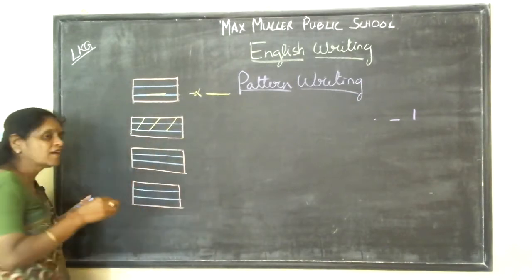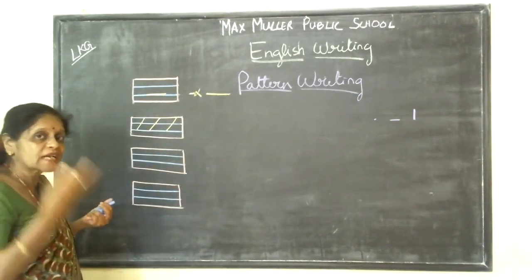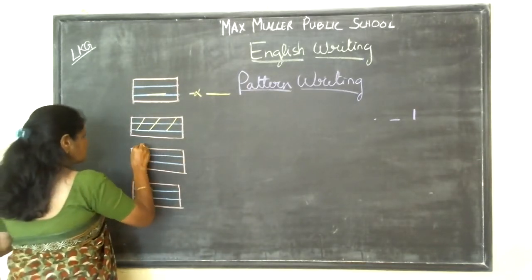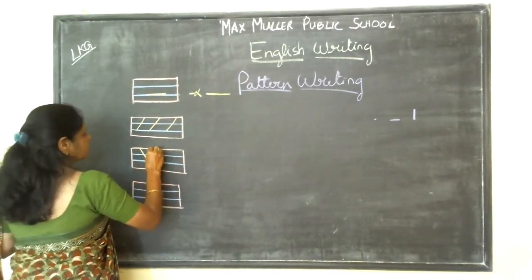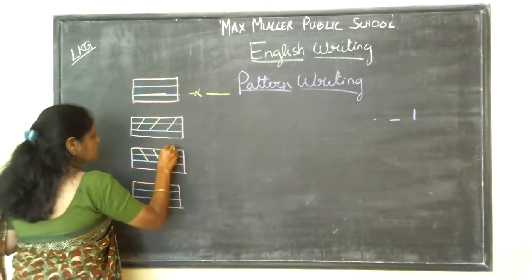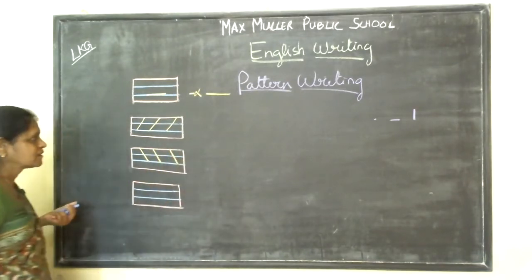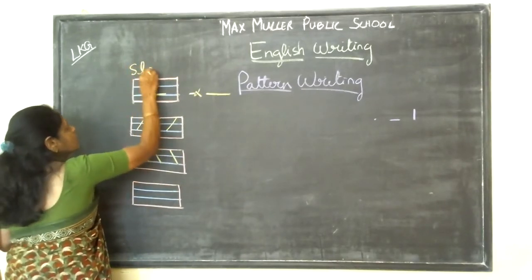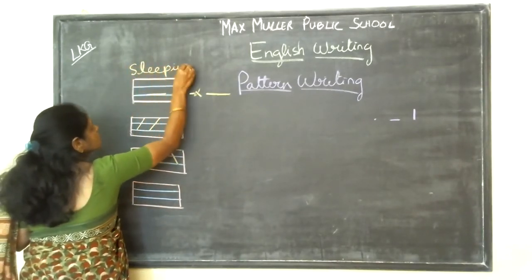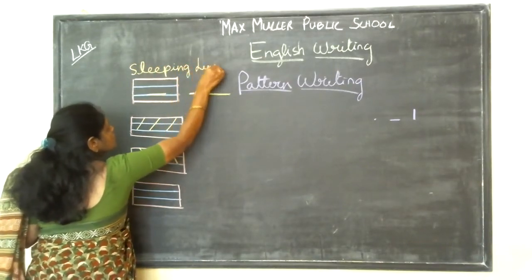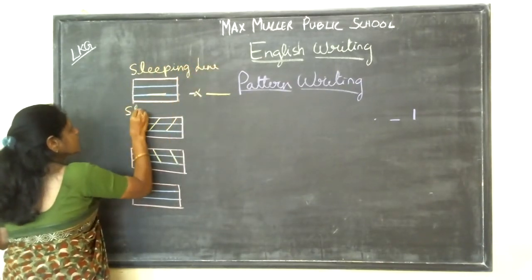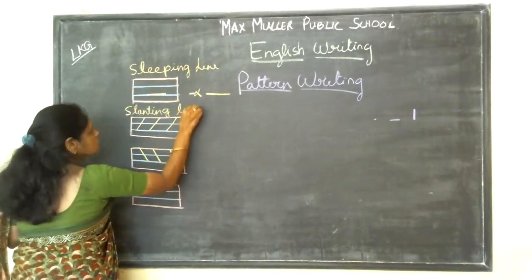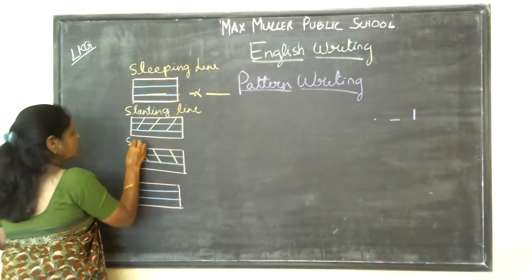The same way you have to write on the other side, from the right side. So that is red line to the blue line. Slanting line. Okay, children, what is this? Sleeping line. This is slanting line. Next, this also is slanting.